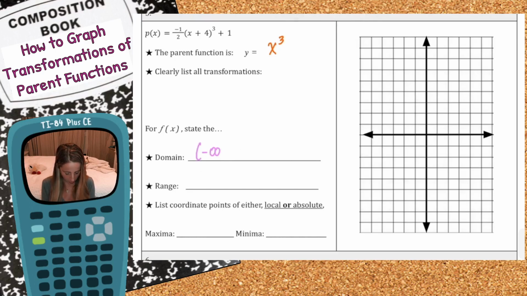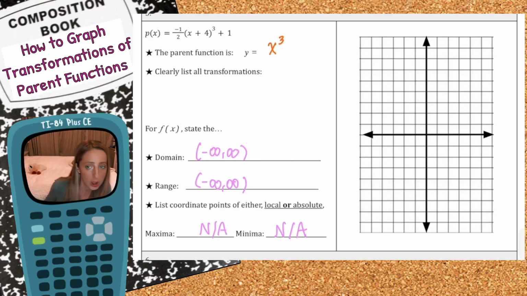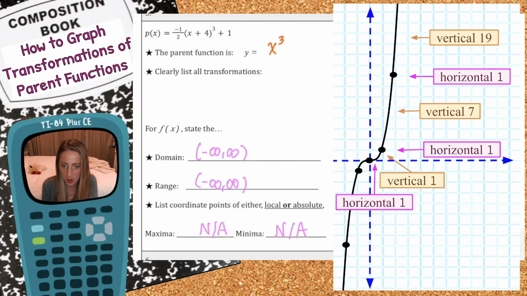The domain of all polynomials is negative infinity to infinity, and the range of all odd degree polynomials is also that same thing, all real numbers, negative infinity to infinity. So there you go. And we're not going to have any max or min for this graph. How do I know? Because I know what the graph looks like. So what does the graph look like, you ask? I'm glad you asked. Let's look.